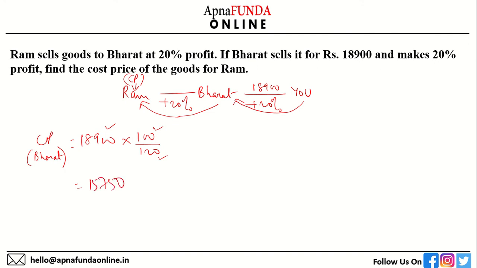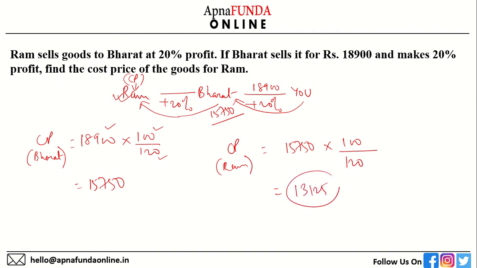This is equal to 15,750. So now the cost price of Bharat is 15,750. Now let's find out the cost price for Ram, which is what we are required to find. So cost price for Ram is equal to selling price for Ram into 100 divided by 120, since he made a profit of 20%. This is equal to 13,125. This is the cost price of the goods for Ram.